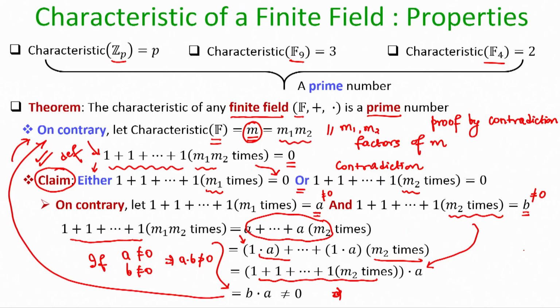So, with that I conclude today's lecture. Just to summarize, in today's lecture we discussed the characteristic of a field, and we proved that if your field is a finite field then its characteristic is always a prime number.